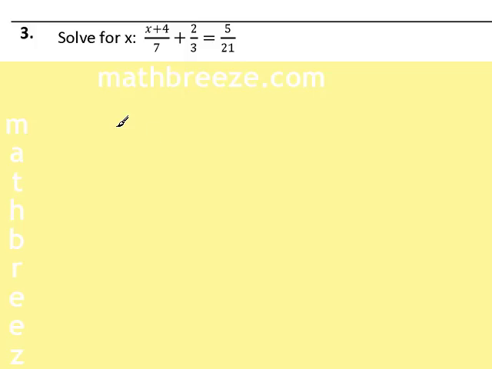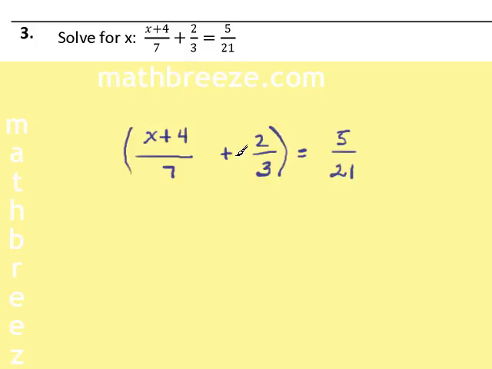Right. In number 3, we have denominators 7, 3, and 21. So we want to multiply both sides by a number that 7 goes into, 3 goes into, and 21 goes into. So the smallest such number would be 21. So here I recopied our equation, and now I'm going to multiply both sides by 21. Well, I'll write this 21 over 1. On the right-hand side, we can just cancel. And on the left side, we'll multiply through using distributive law.